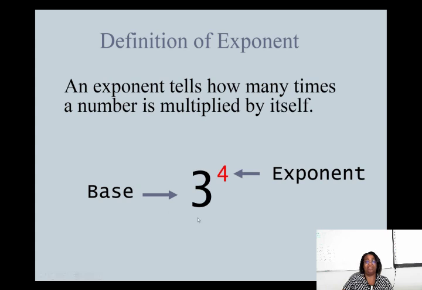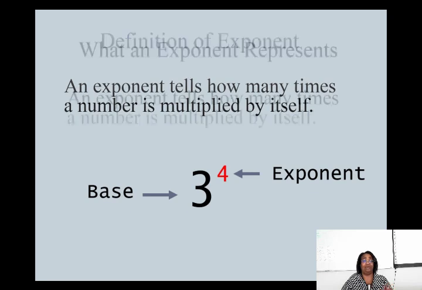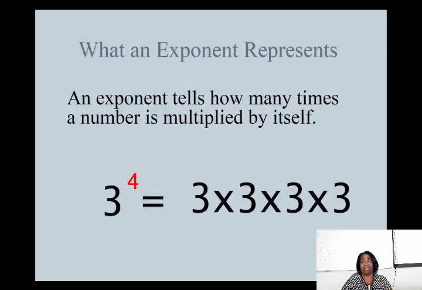Now, this expression does not mean 3 times 4. Your brain is going to want to say, oh, 3 times 4, that's 12. Stop your brain, because this is not what this means. This means to take 3, write it down 4 times, and multiply it. So it's 3 times 3 times 3 times 3.